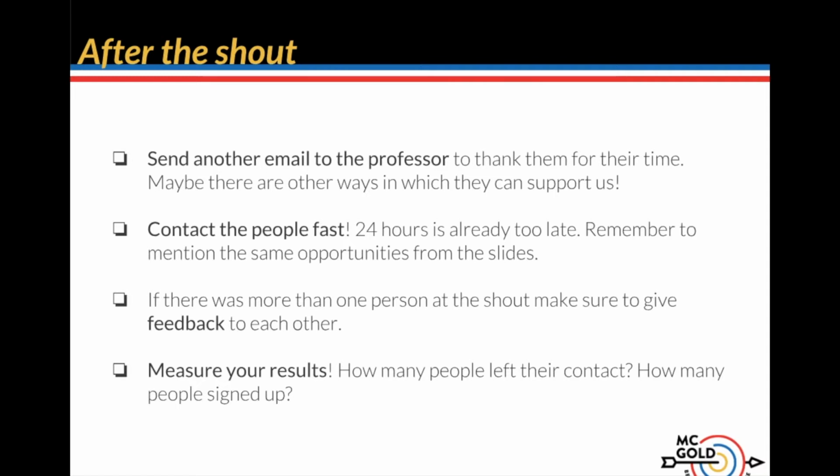For example, if you know that there are, I don't know, 30 people in the class, then you should have at least 5 people signing up or leaving their contact. So also try to set goals for yourself, like, I know that there's 50 people in this class, I want at least 20 to sign up, and track this goal.